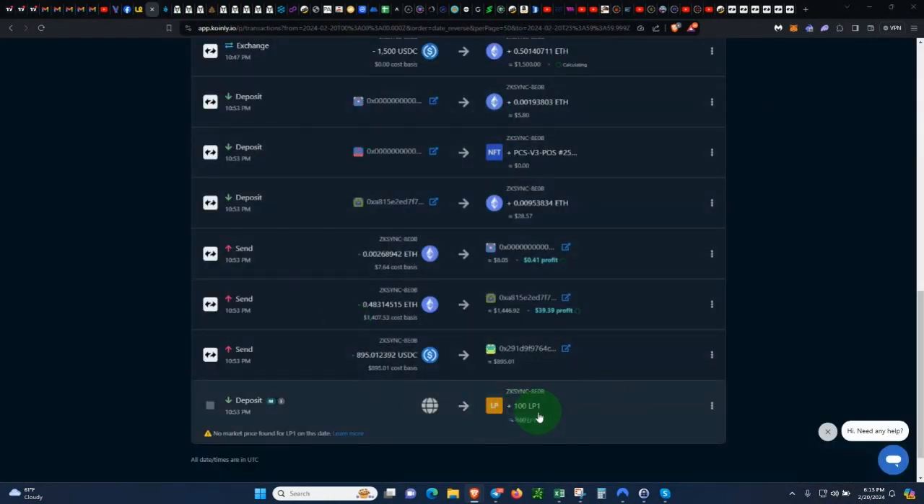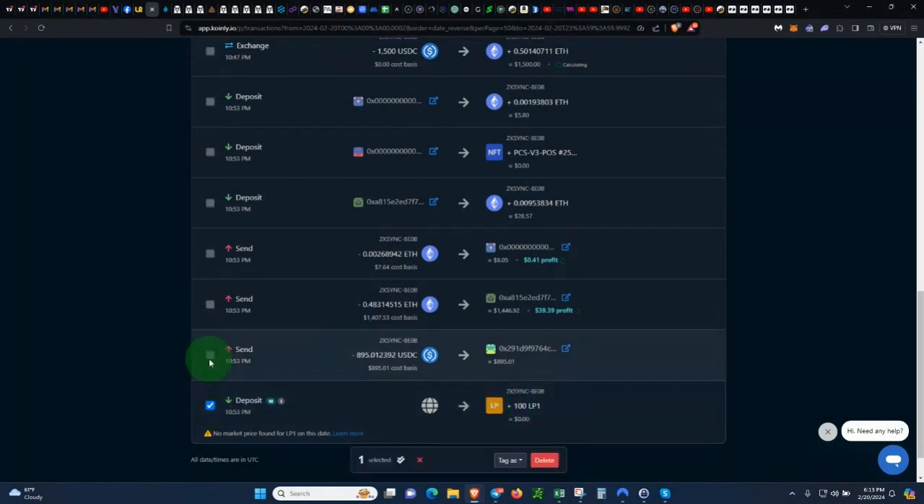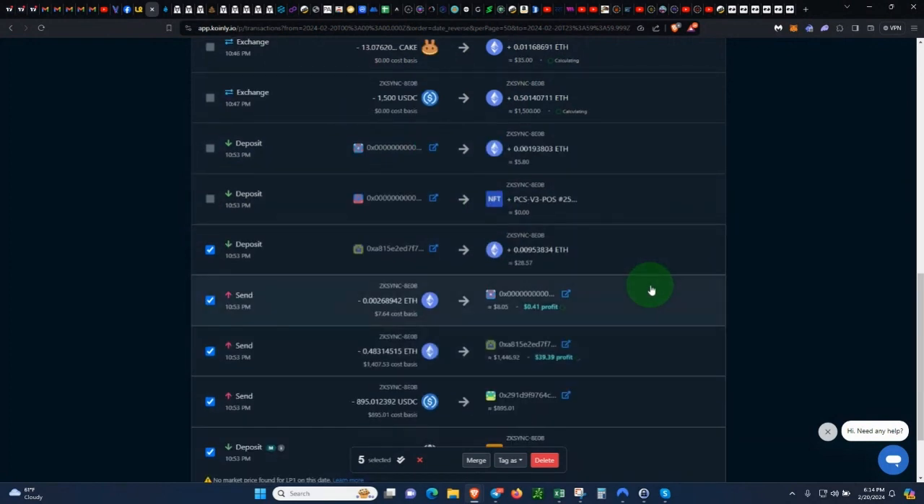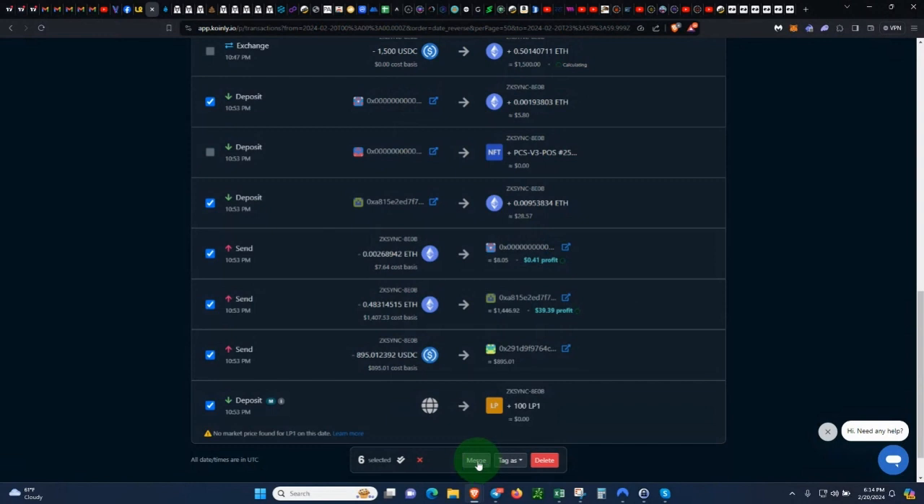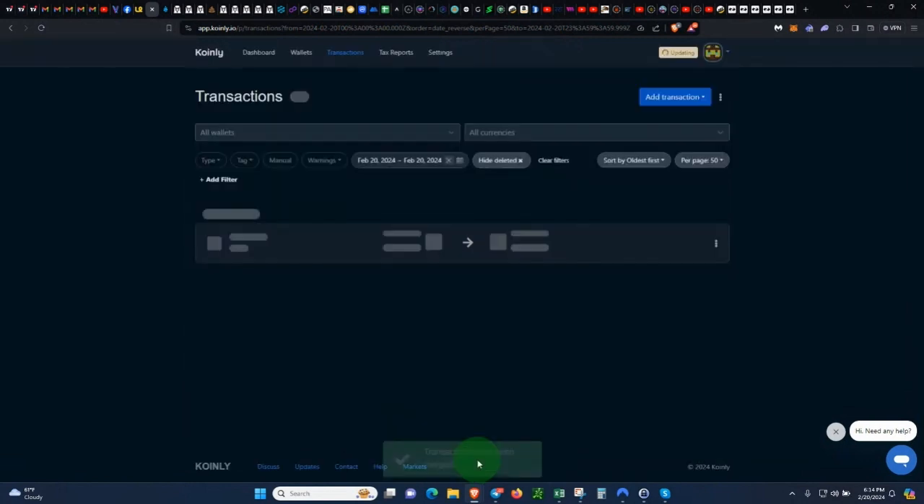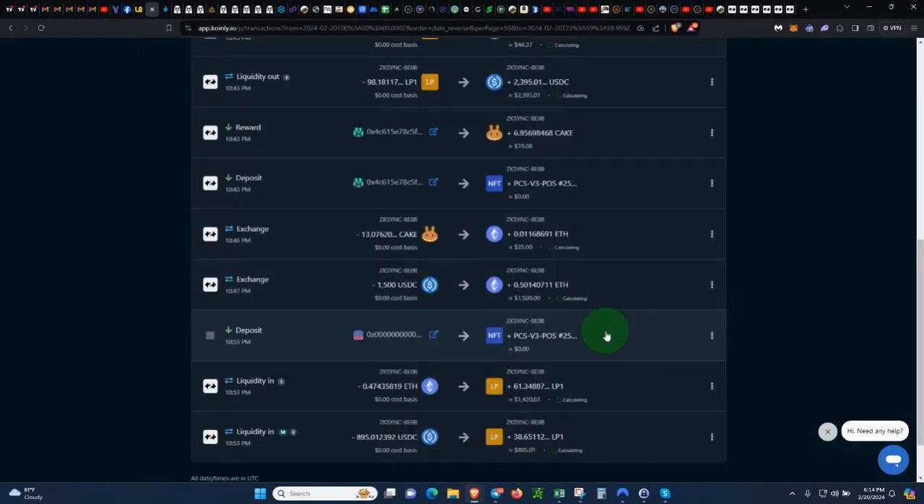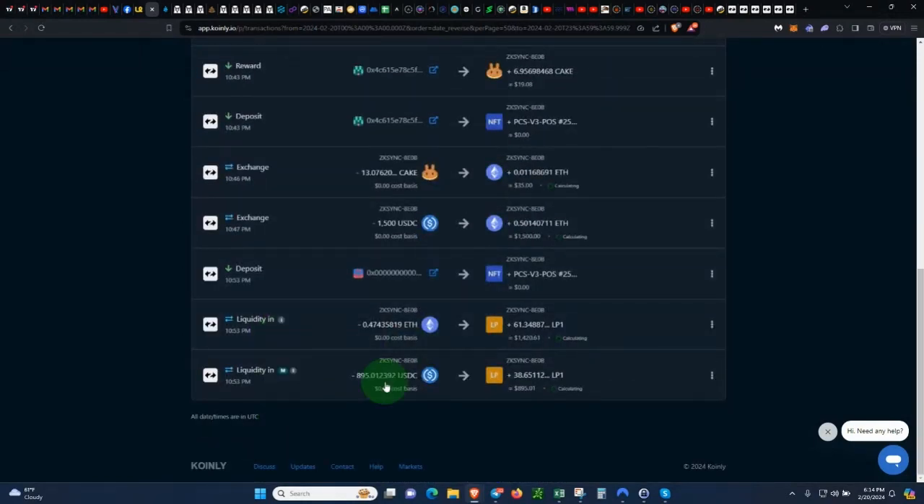So there's my fictitious deposit of 100 LP1 tokens. I sent that much in USDC. I sent that much in ETH. Looks like that's a gas fee. Looks like this is a fee refund. I'm not going to include the NFT because Koinly won't like that. Here's another fee refund. And that's it. So those 6 transactions should be merged down to 2, showing that I added liquidity to the pool.